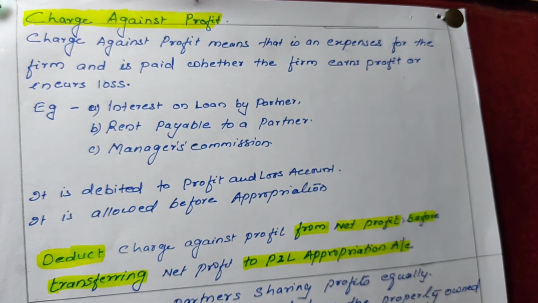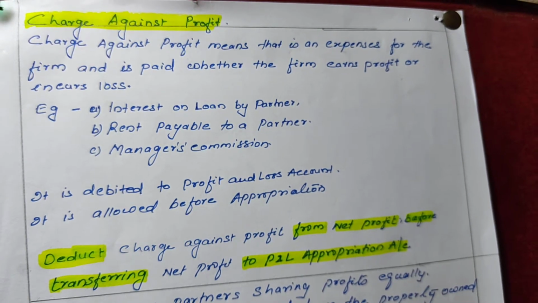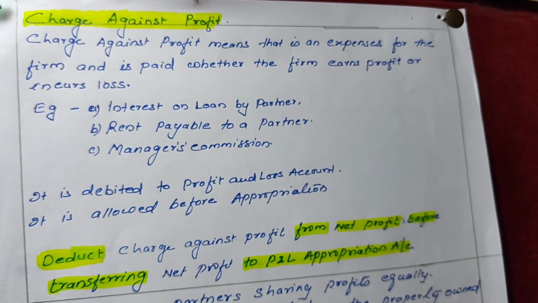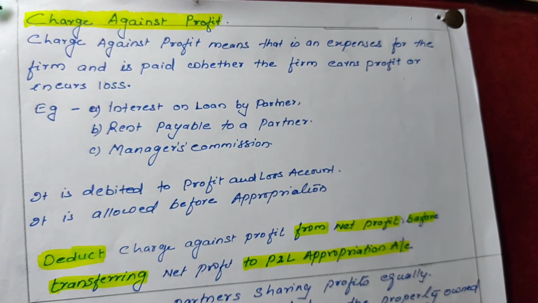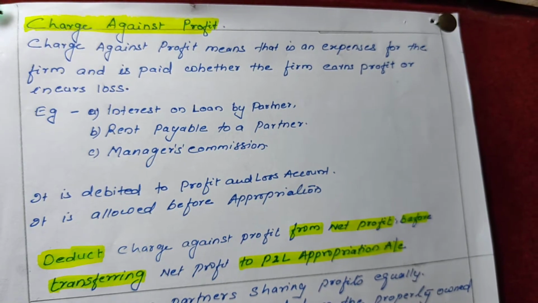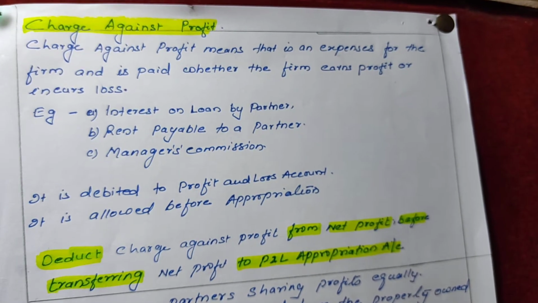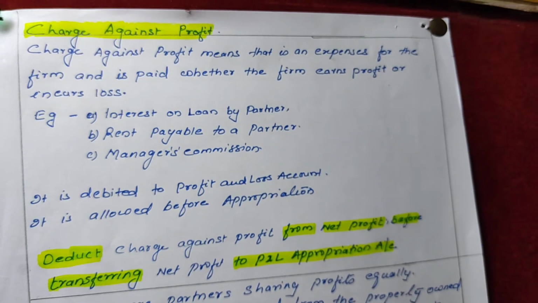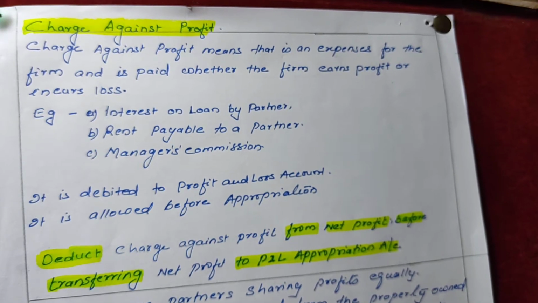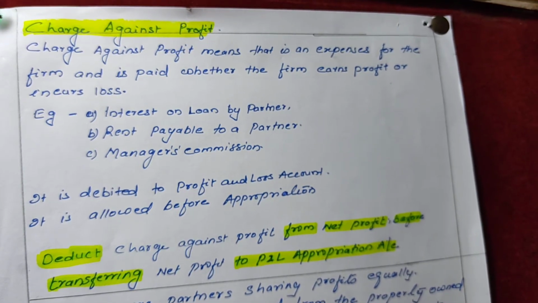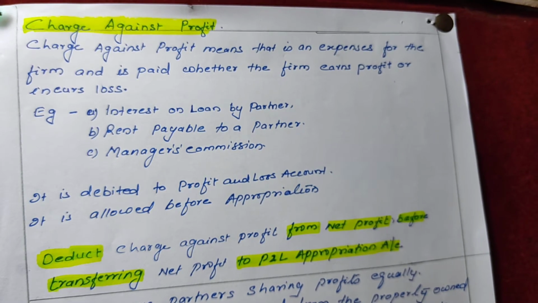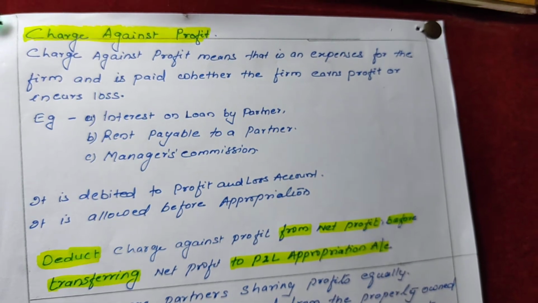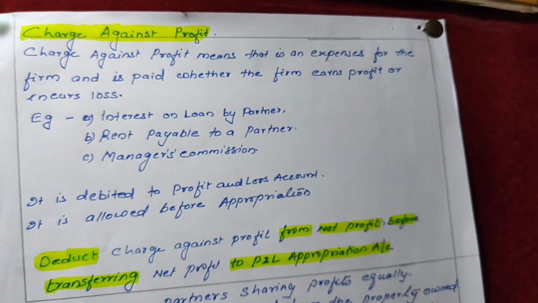Before doing the adjustment of charge against profit, let's know what charge against profit is. Charge against profit means it is an expense of the firm which the firm has to pay whether the firm is earning profit or incurring losses. The main difference between appropriation of profit and charge against profit is that appropriation of profit will be allowed to the partners only when the firm is earning profit, but charge against profit means the firm has to give it even though the firm is incurring losses.